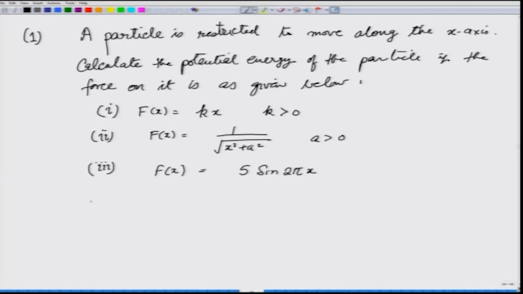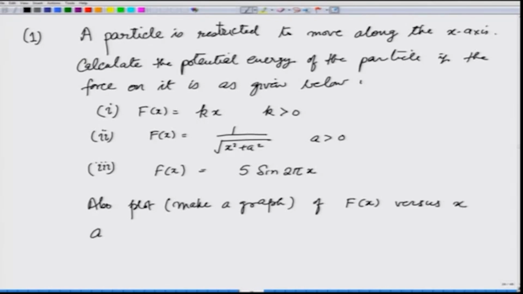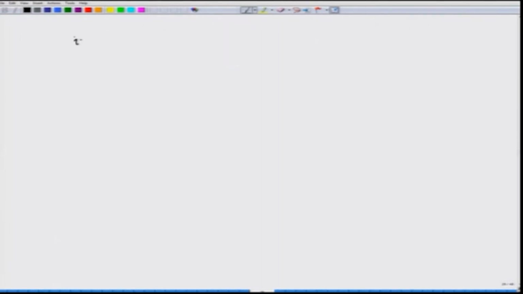And then also plot, or make a graph, of Fx versus x and Ux versus x, where Ux is the potential energy. So, let us pick up from here and look at case number 1, where Fx is Kx, k greater than 0.